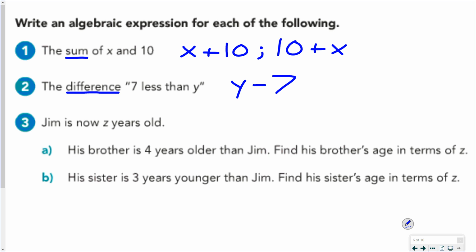For number 3, we know that Jim is z years old, and for part A, his brother is 4 years older, and we want to find his brother's age in terms of z. Well, if your brother is older, that tells you that you need to add 4 years to Jim's age. And for part B, his sister's 3 years younger. Find his sister's age in terms of z. Well, if they're younger, you need to take those years off. So Jim's sister would be z minus 3.